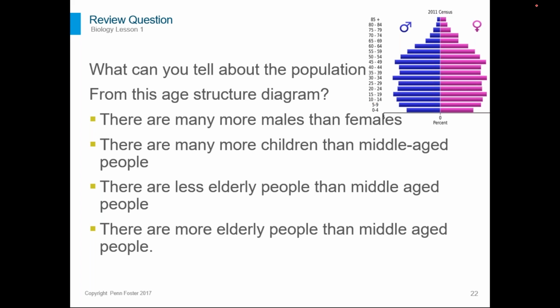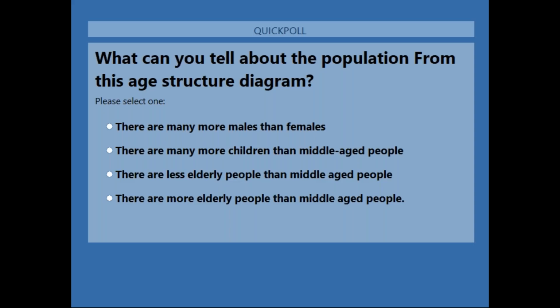Okay, so keep in mind the shape of that graph. And I'm going to launch this last poll for you to answer. And I will just give you about 20 seconds to answer it.